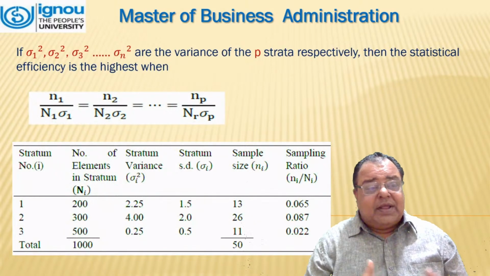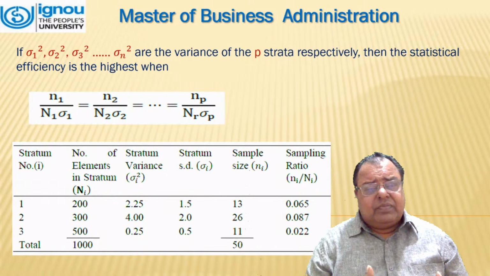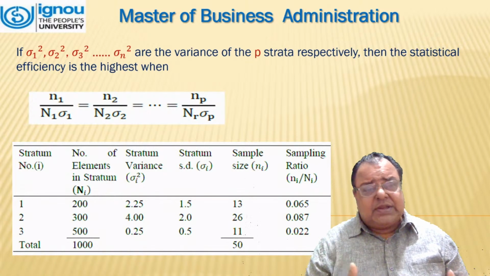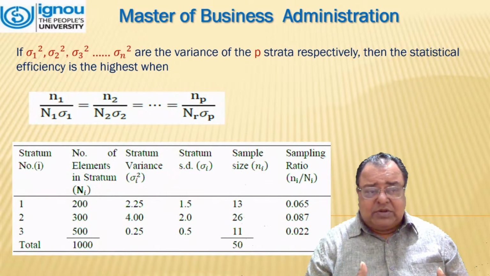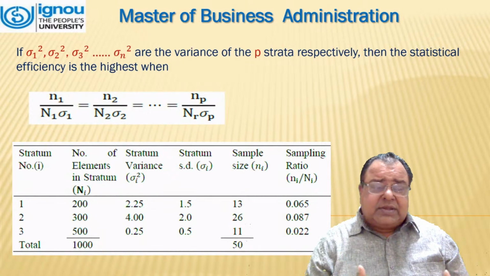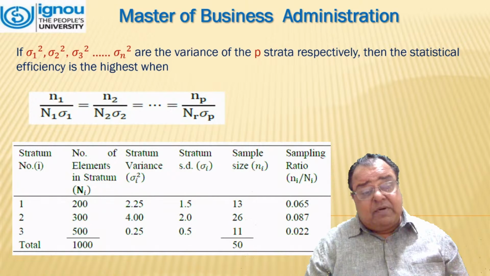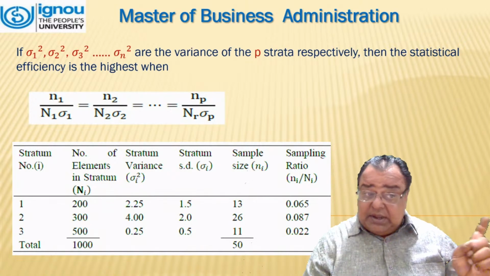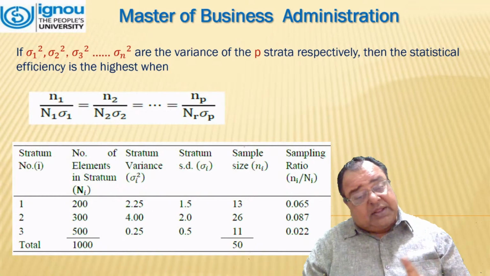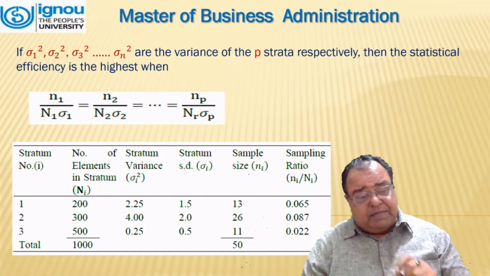Here we will see if we have p strata and we have variances respectively sigma 1 square, sigma 2 square, sigma 3 square. Then the statistical efficiency is the highest when n1 upon N1 sigma 1, that means here it is being divided by sigma 1, and for the last one, it will be np upon Np sigma p.